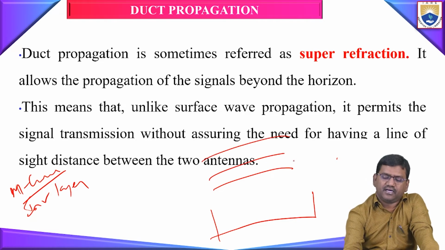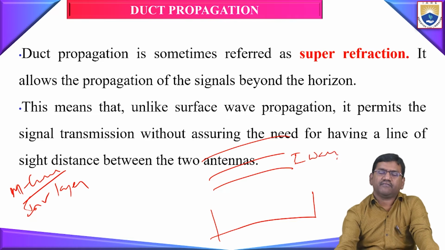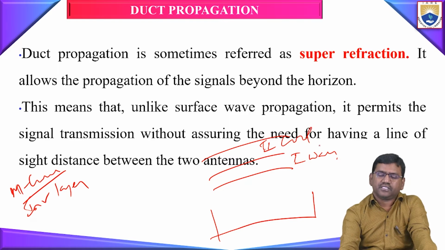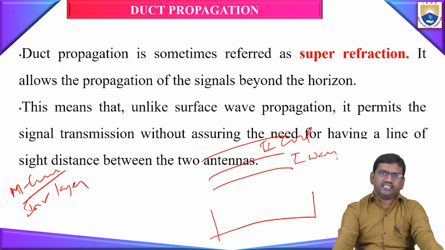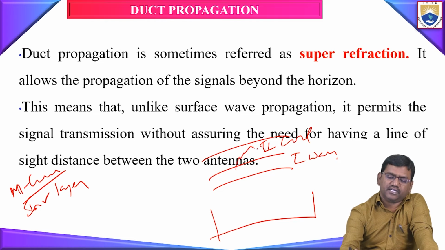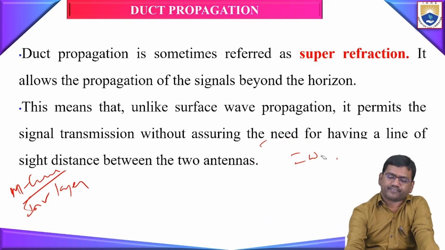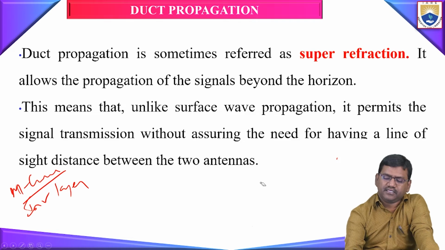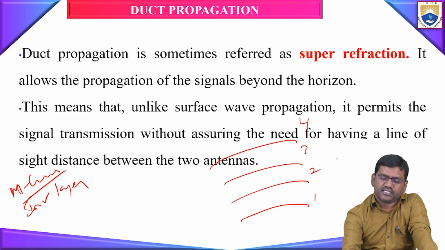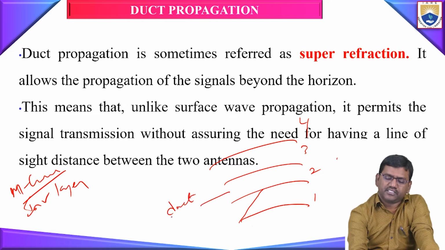In layer 1 the air is warm, and in layer 2 it is cool. In the cool area, the air will be very dense. Duct formation takes place in the second layer, where the air is very cold. So here the refraction takes place. You can see here, this is one layer and this is another layer, like this 1, 2, 3, and 4. As the ray is propagating here, the duct formation takes place.